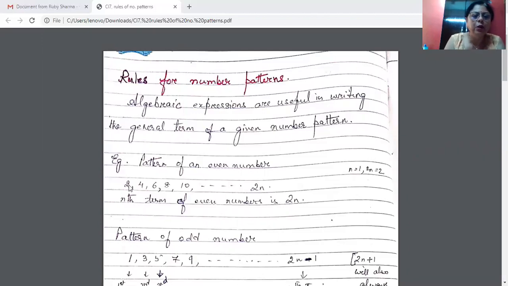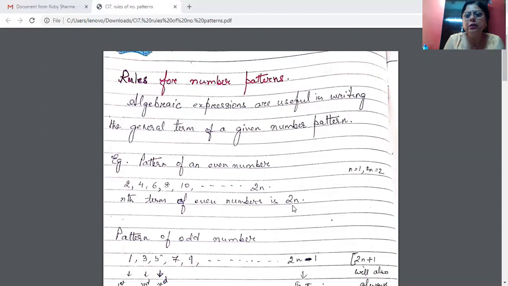Now 2, 4, 6. How are you obtaining this? See here, you're getting 2 into 1, 2 into 2, 2 into 3. You can write it down, 2 into 4, isn't it? And then, so fourth term is what? 2 into 4. Third term is 2 into 3. So the nth term will be 2 into n.